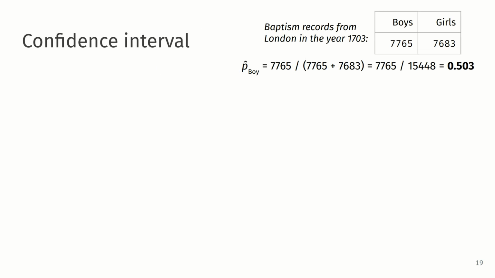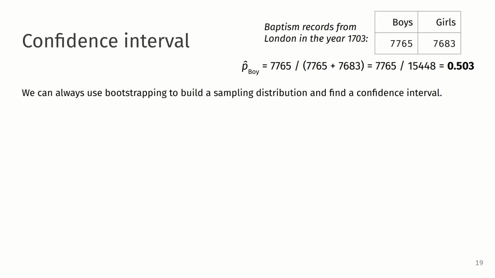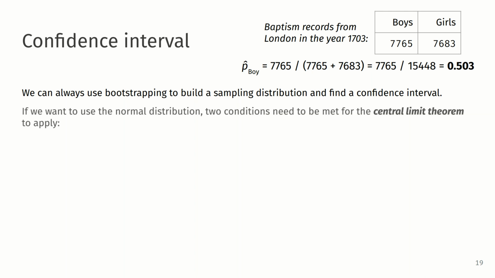So we can first start with the confidence interval application. Here again is our data from John Arbuthnot. Here's the proportion of boy births in our sample. This is our point estimate. And we can always use bootstrapping to build a sampling distribution and find a confidence interval. That's always going to be allowable to do.